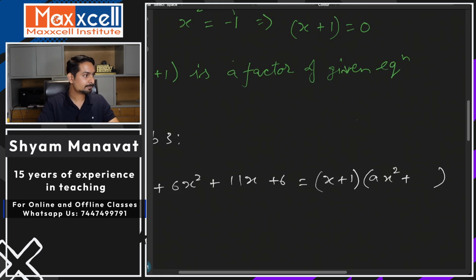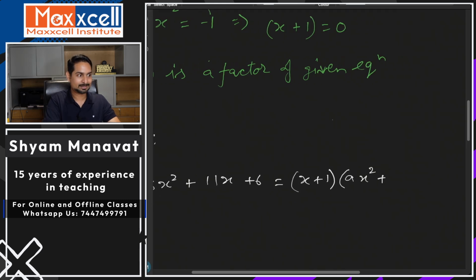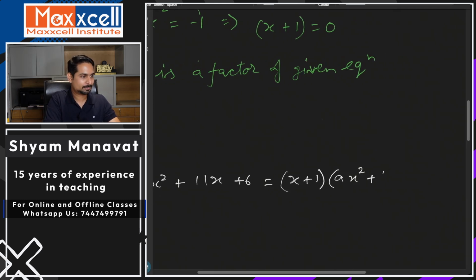That means the maximum power of this expression, the other factor, has to be 2. Why? Think and tell me why it should be. Yes, you can write in the comment section also. Tell me, why is that so?